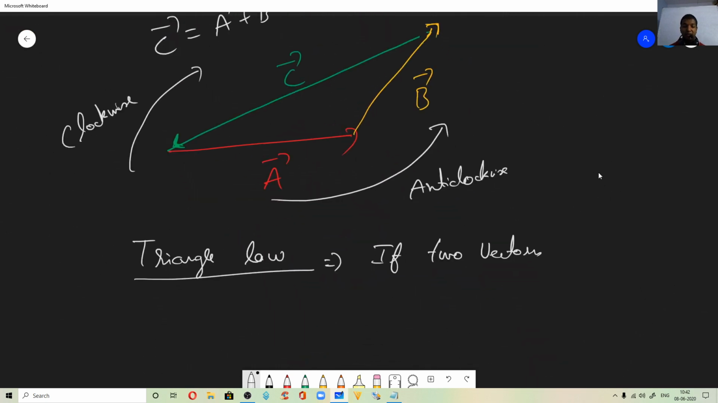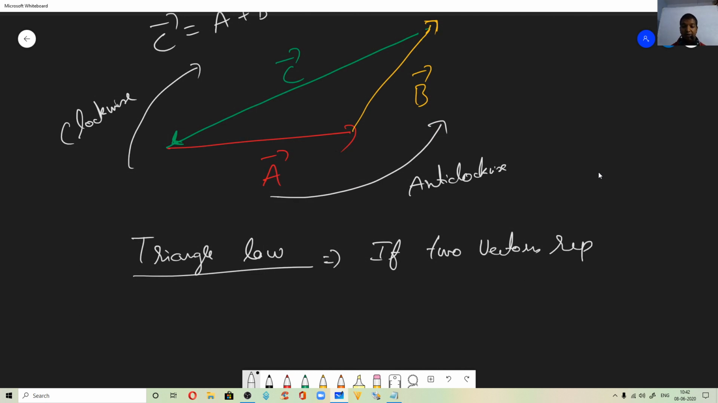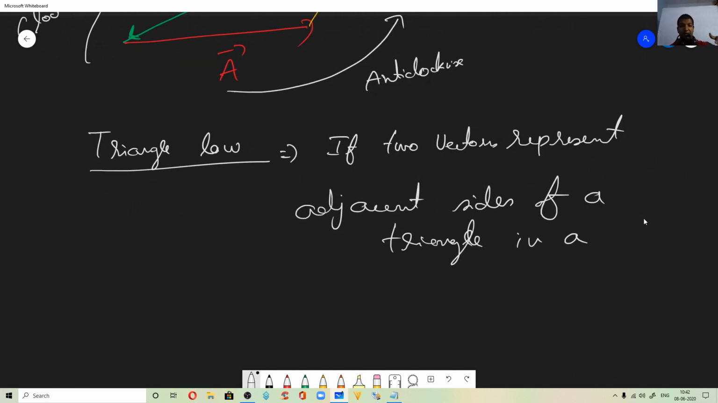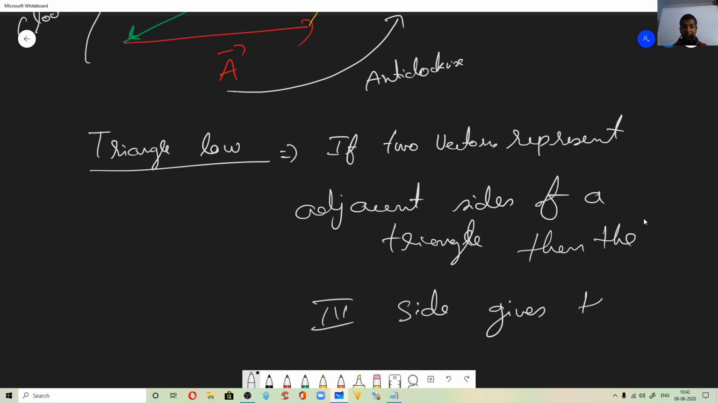Now what the triangle law says is that if two vectors represent the adjacent sides of a triangle in a particular orientation, like you are arranging the arrows in an anti-clockwise orientation, so two sides of a triangle, then the third side gives the resultant. So this is all about the triangle law.